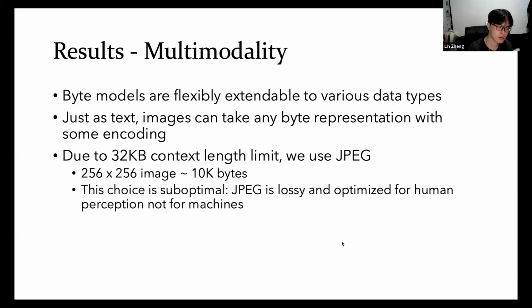In our preliminary experiments, we chose JPEG, due to our limited context length, because we only have 32K and cannot fit raw images in PNG or base64 format into a single context window. With JPEG, which is a lossy compression algorithm, a 64K-pixel image usually takes about 10K bytes of context length, which is acceptable. But please note that the choice of JPEG is not optimal, because it's very lossy and optimized for human perception instead of for machines.